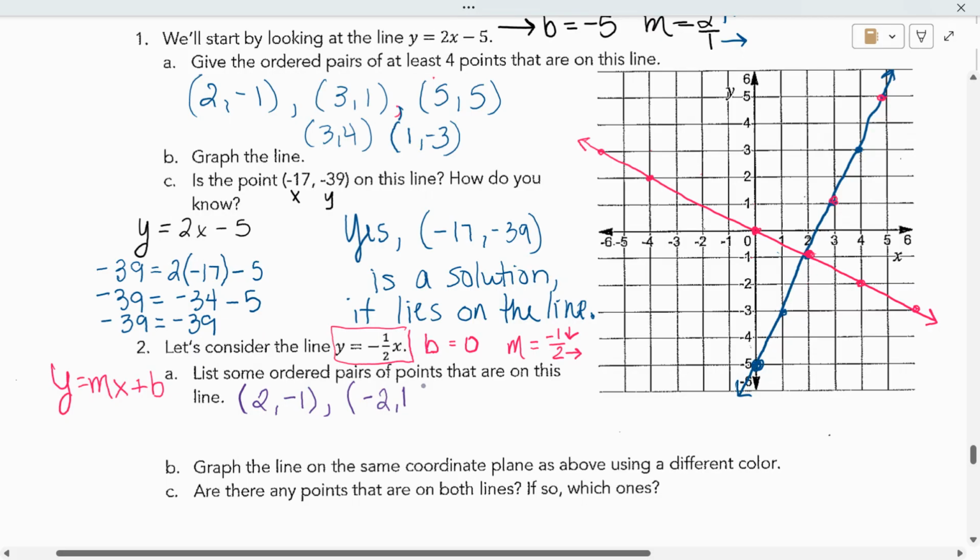Tyler, give me an ordered pair that's on the red line. Perfect. 0, 0. Daniel, give me another ordered pair that's on the red line.